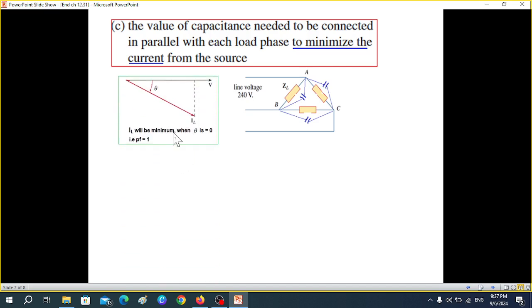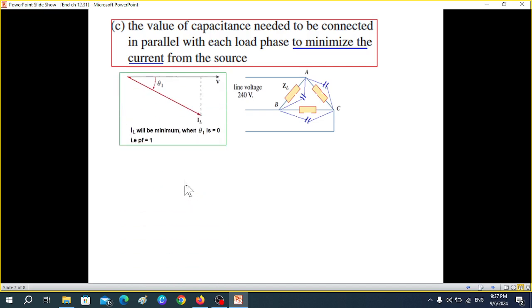So let's see this diagram. This is voltage and this is current, and the angle is theta between them. Now IL will be minimum when theta is 0. That means when we bring it up to this point, when theta will be 0, this will be the smallest value of IL. And when theta is 0, the power factor will be 1.